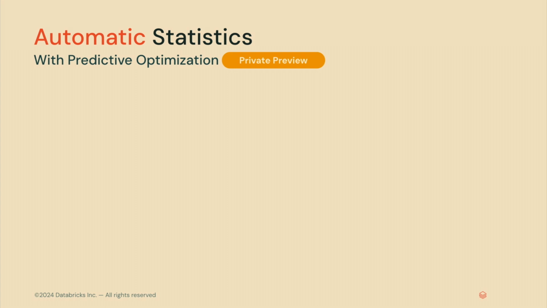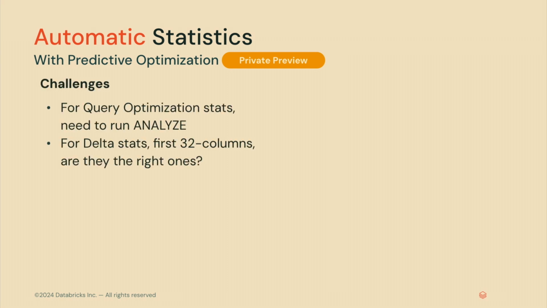But we're not done yet. Even though predictive optimization has GA as of today, we're constantly innovating it to make it better and better for your UC managed tables. In particular, we have 2 new exciting capabilities to share that are in private preview.